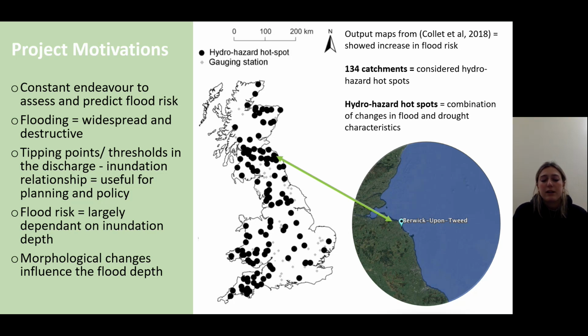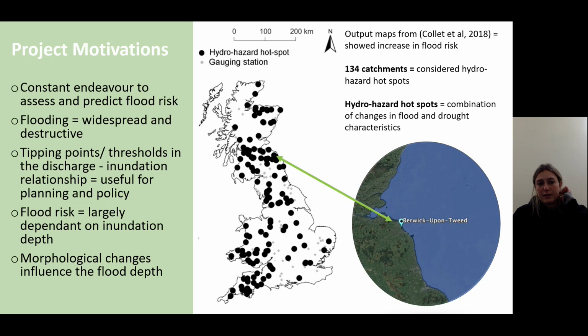This is because we are constantly trying to assess and therefore predict flood risk, as flooding is widespread and destructive globally. These tipping points noted by Beavers would be very useful for planning and policy change. This is because flood risk is mostly dependent on the inundation depth, which has been shown to be impacted by the morphological river changes during extreme flooding.